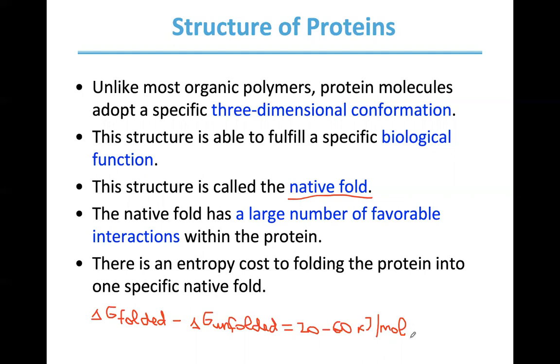If you think about it, a hydrogen bond can be 20 kilojoules per mole. So what is that? One hydrogen bond can actually be the difference between the folded and unfolded state, and it's possible, right? It's a very tight balance between the two, and proteins always walk this narrow line between being folded and unfolded.